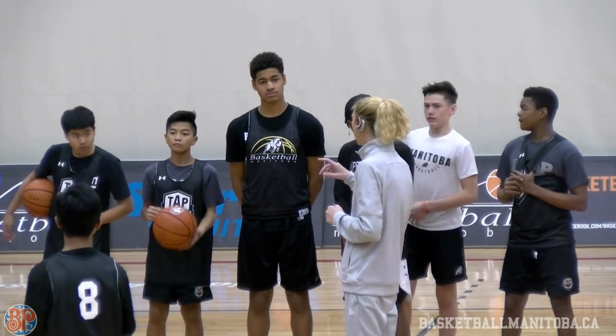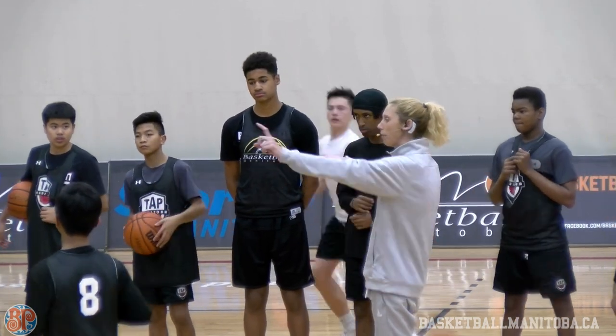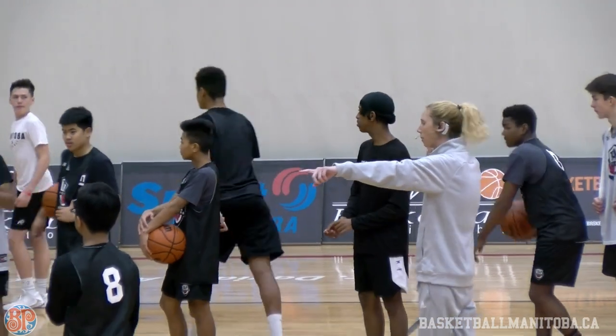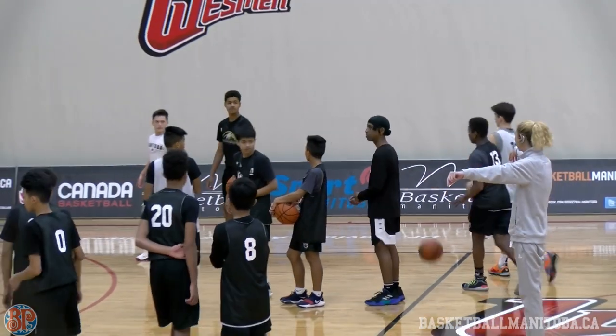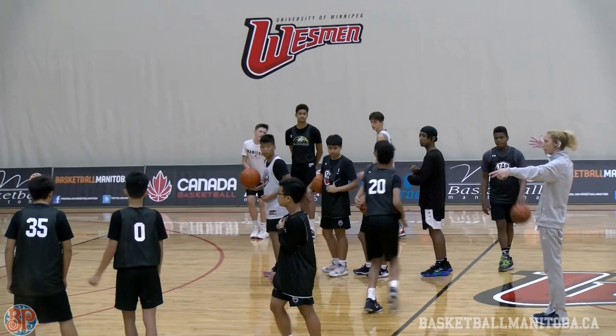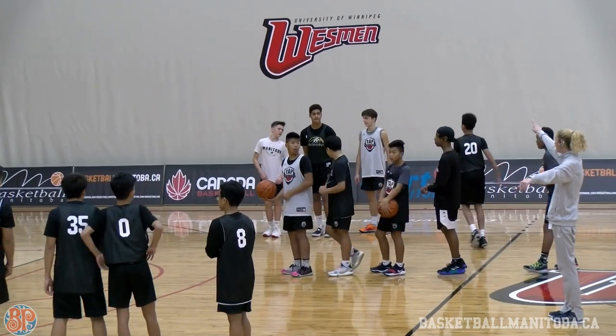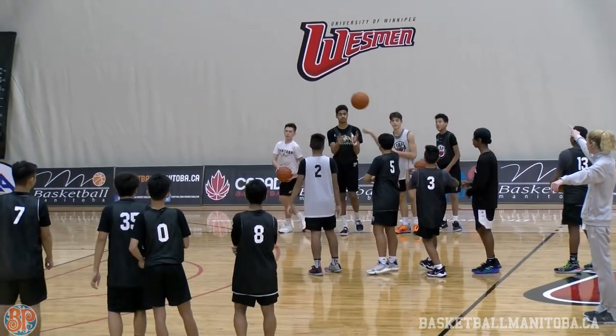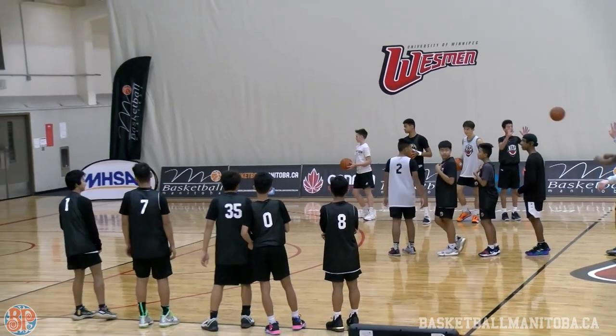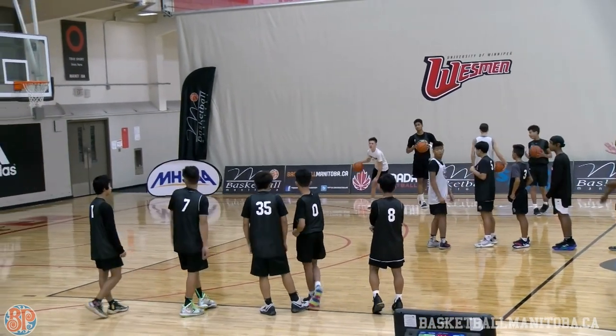So let's go ahead. Let's add a third line. So let's get a line up top and a line on each wing. Quickly. Balance your lines. So there's like four or five of you in each line, I think. Start the ball on the right side. Ball's on the right. And scoot out a little bit more. We're doing spacing, so scoot out a little bit more.